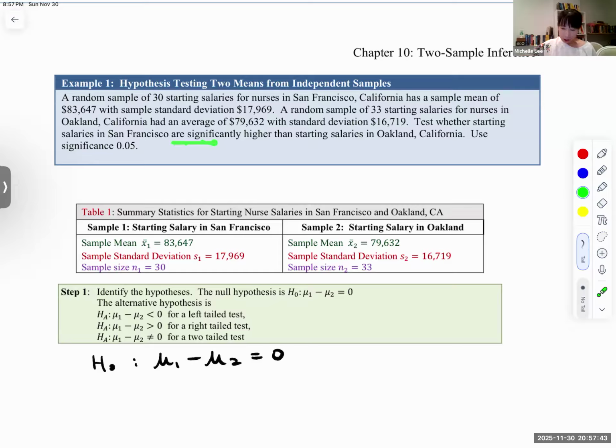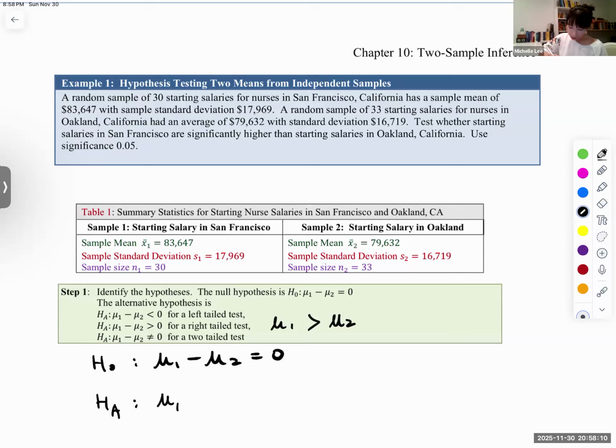Okay, look, test whether starting salaries in San Francisco are significantly higher than starting salaries in Oakland, right? So that means mu sub 1 is higher than mu sub 2, right? So that is what? Right tail test. So that will be mu sub 1 minus mu sub 2 greater than 0, right tail test, right?